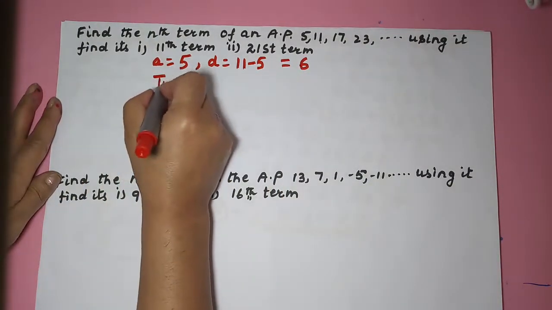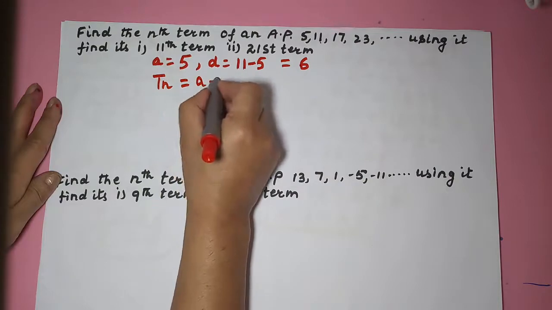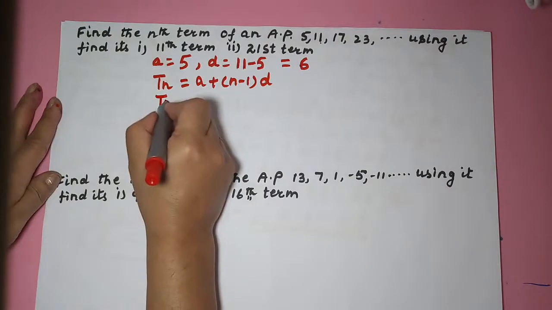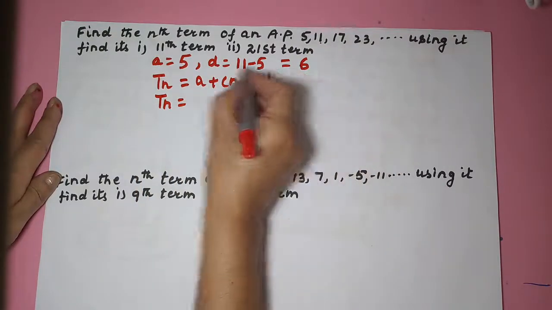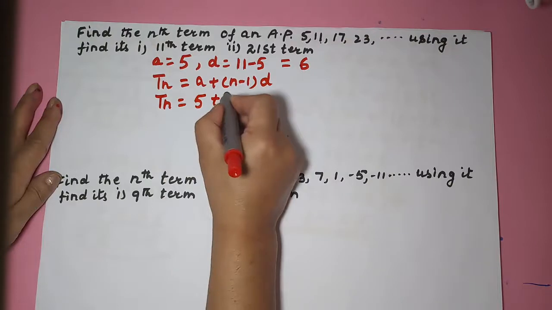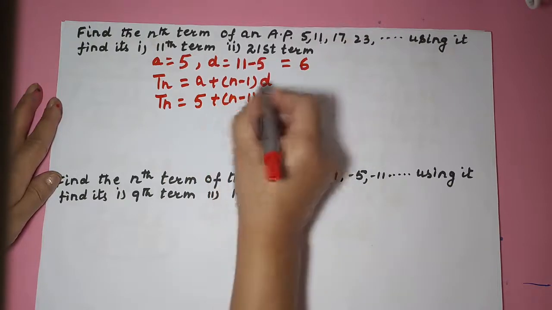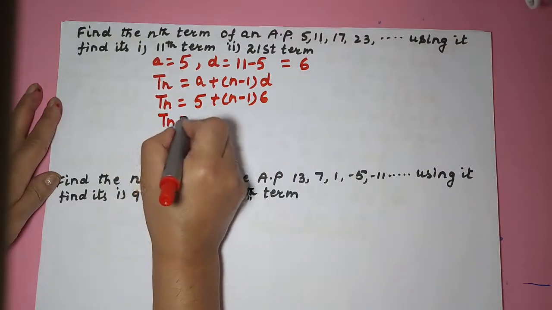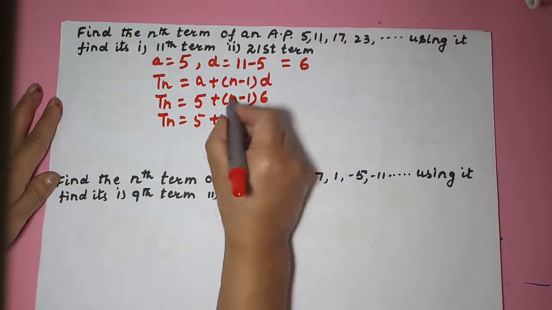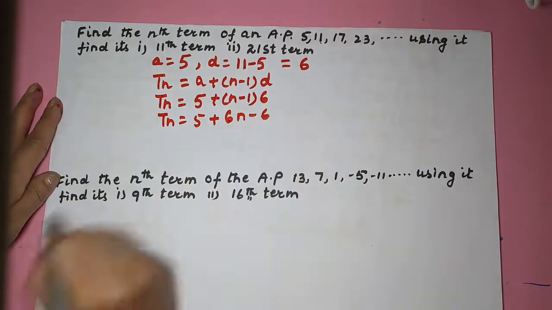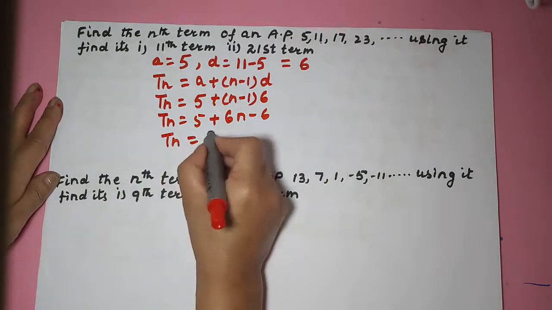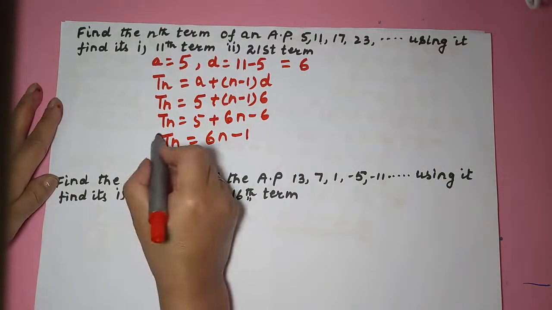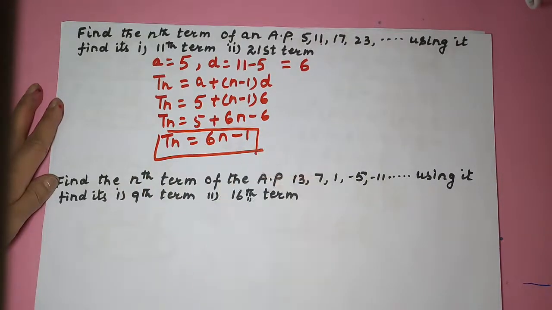What is the general term of an AP? Tn is equal to A plus n minus 1 into D. So what will be the nth term of this series? A is 5 plus n minus 1 and D is how much? 6. So Tn will be 5 plus 6n minus 6. So my Tn will be 6n minus 1. 5 minus 6 is minus 1. Now I have found the nth term of this AP.